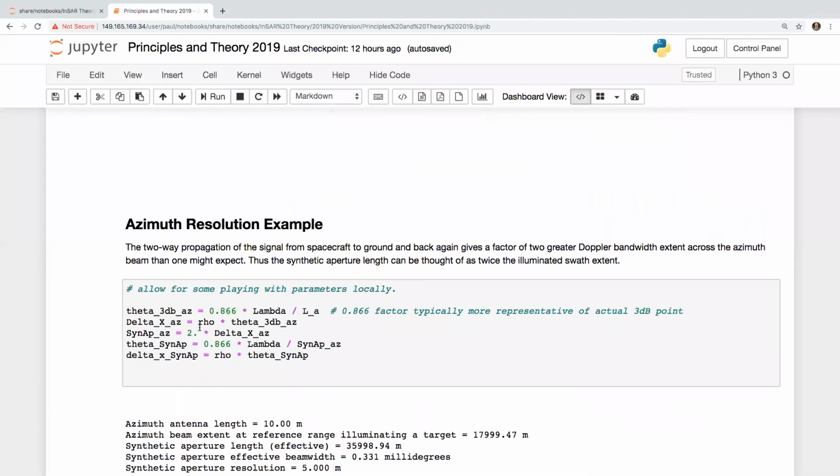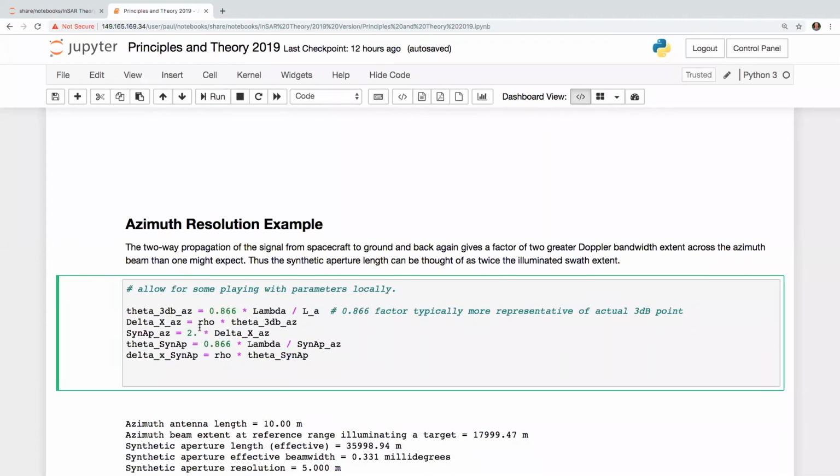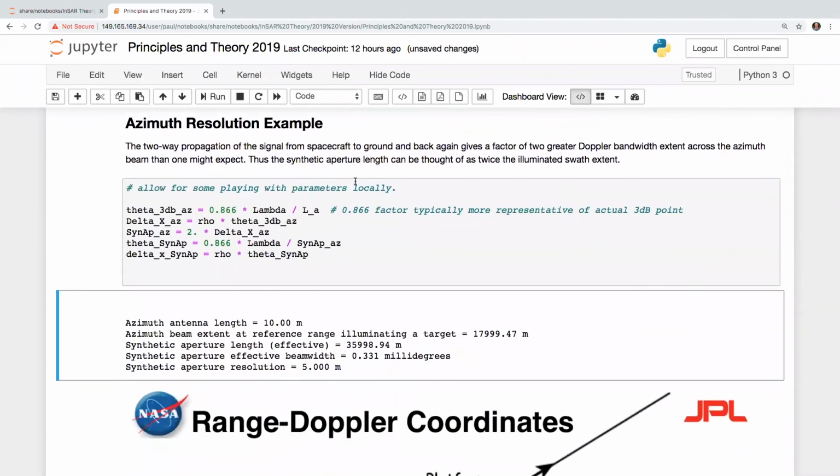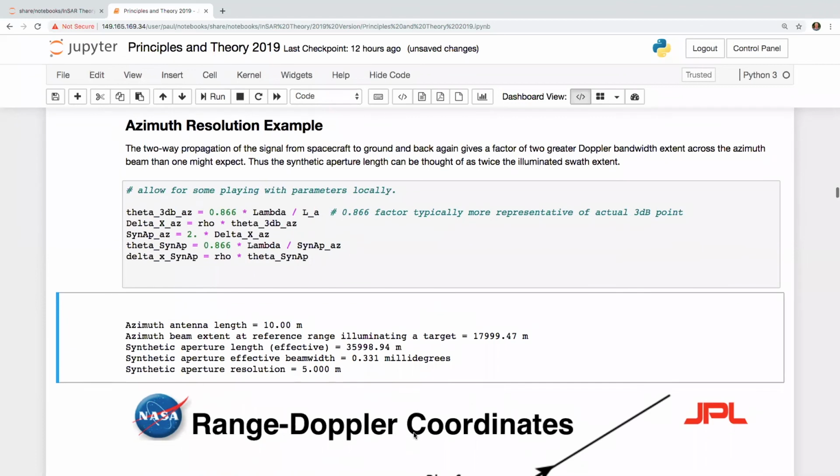You can play with that yourself if you want. There's a little calculation here, and it just goes through those formulas above, step by step. And you can see that by the time you get through to the bottom line, the synthetic aperture resolution is half our antenna length that we started with. And you can change any of the numbers, the range or anything, the wavelength, it will still be the same, just because everything cancels through this formula. Okay, does that kind of make sense?